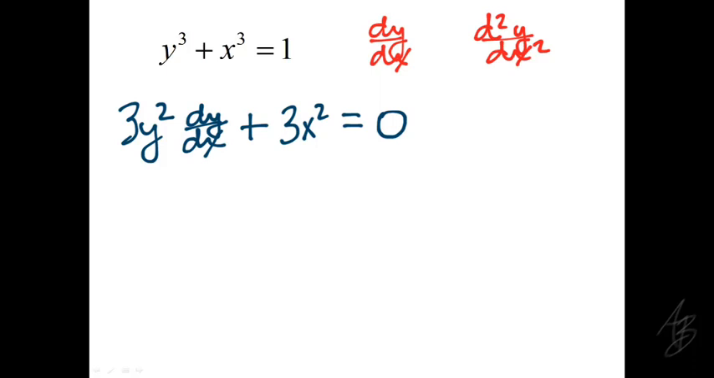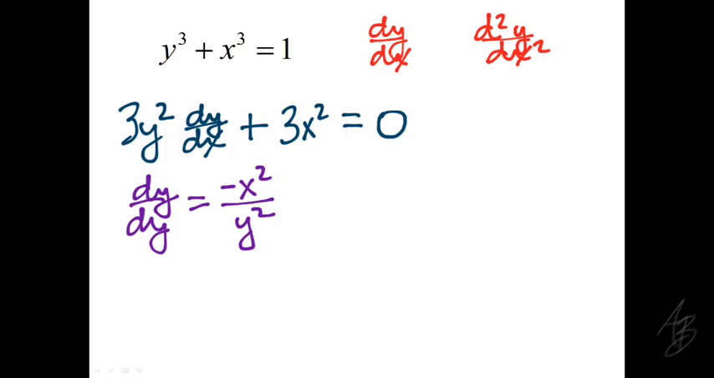It's fairly straightforward at this point now to get dy/dx by itself. I'm going to go ahead and do two steps at once. We will subtract 3x squared from both sides, and then divide by 3y squared to get dy/dx by itself, and we get negative x squared over y squared. And that is the value of the first derivative.